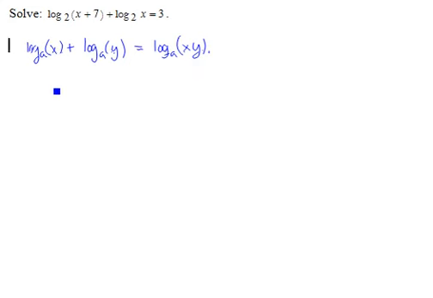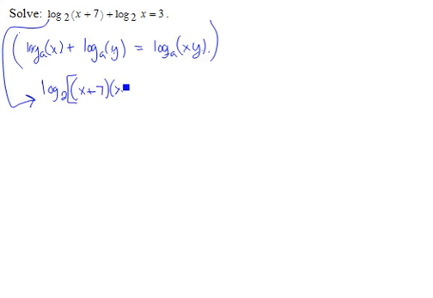Our expression log base 2 of x plus 7 plus log base 2 of x can be rewritten as log base 2 of x plus 7 times x, because the sum of the logs is the log of the product, to say my previous statement backwards. Well, that's equal to 3.